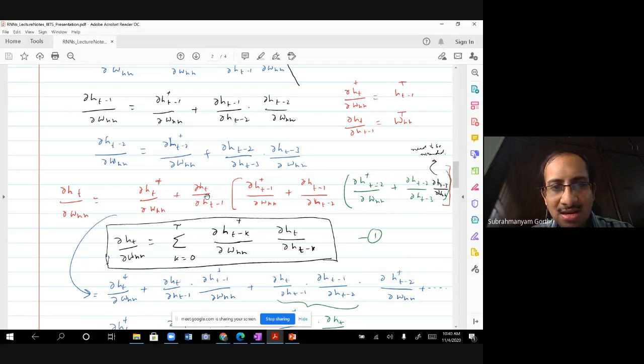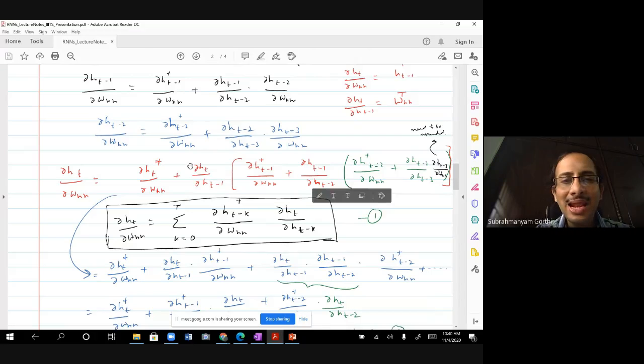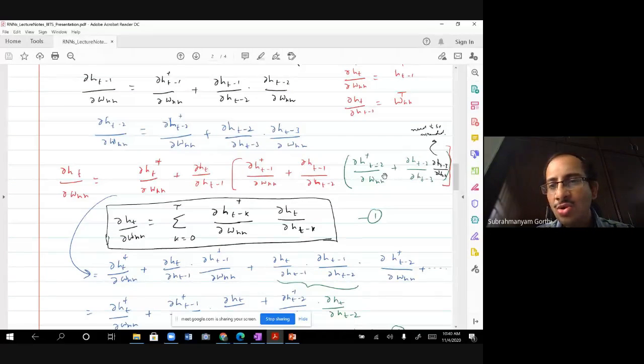Please note here, ∂h_t by ∂h_{t-1}, when I multiply with ∂h_{t-1} by ∂h_{t-2}, these two together, how can I write? I can write this as ∂h_t by ∂h_{t-2} directly, right? Similarly, at this stage, I can write ∂h_{t-1} by ∂h_{t-3}, ∂h_t by ∂h_{t-3} directly, into the explicit derivative. So this can be simplified.